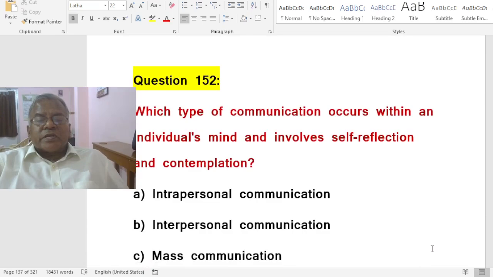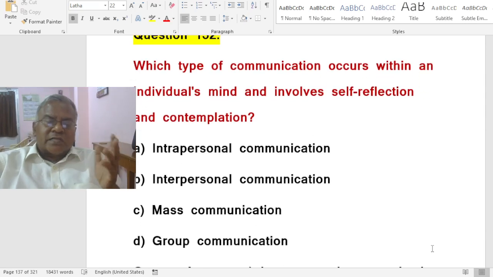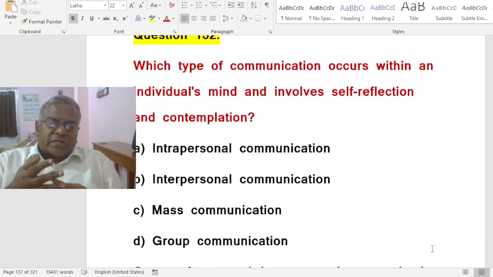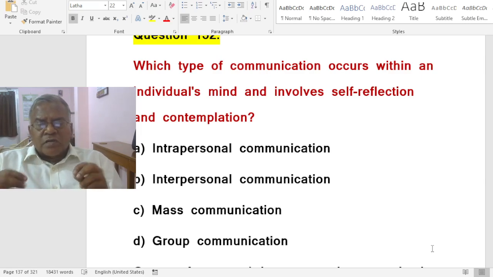What type of communication occurs within an individual's mind and involves self-reflection and contemplation? We already saw interpersonal communication, intrapersonal communication. So there is intrapersonal communication that involves self-reflection. I am talking to myself.